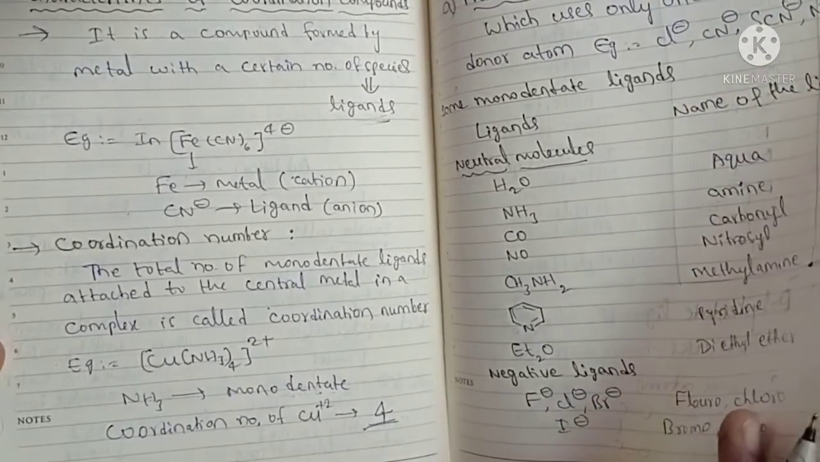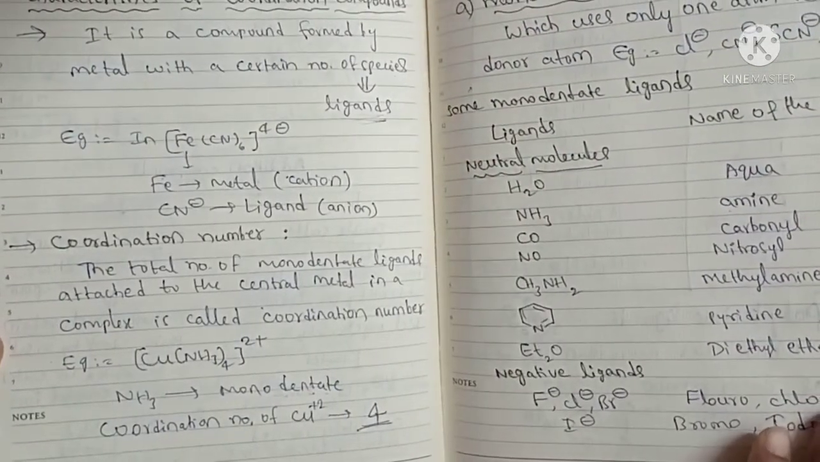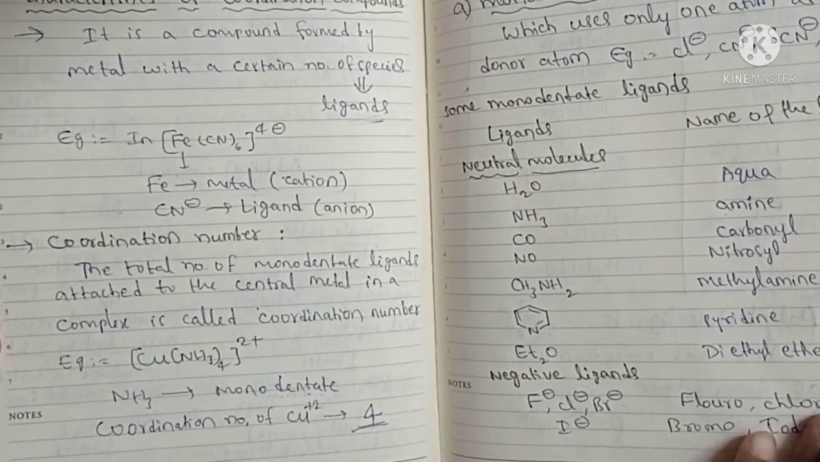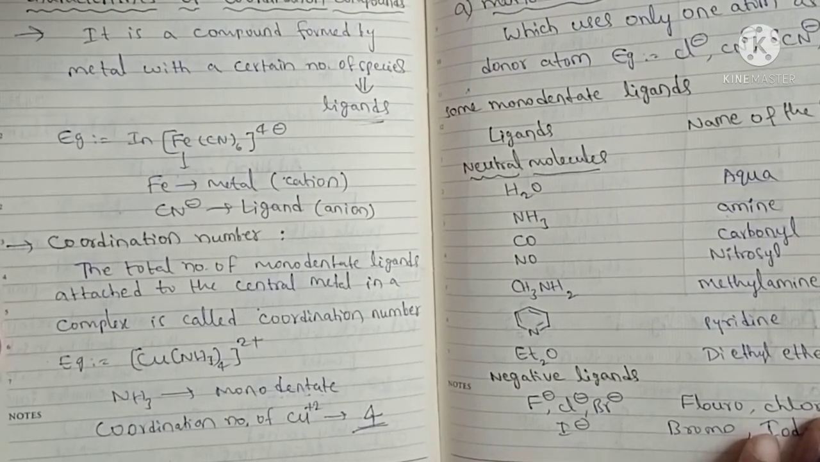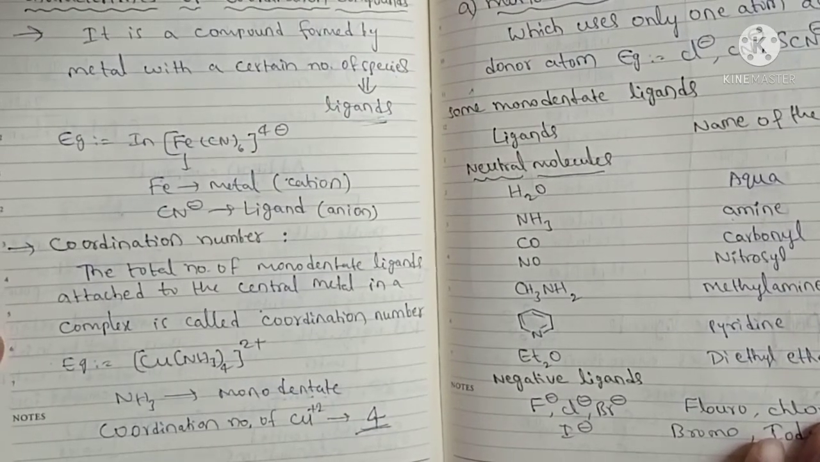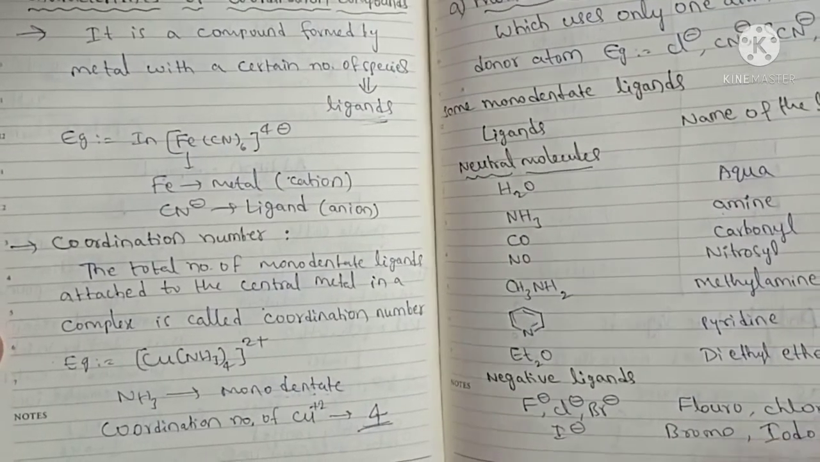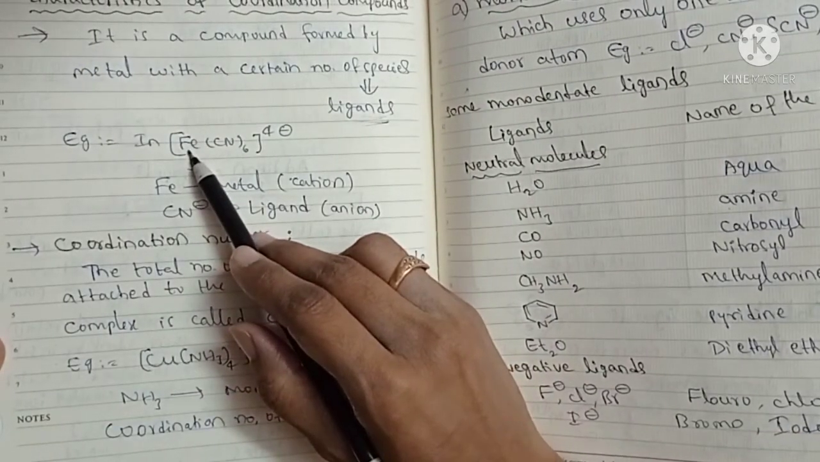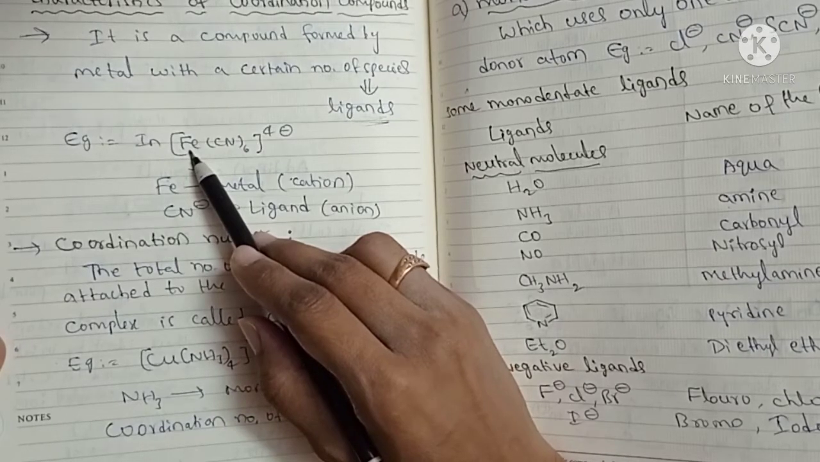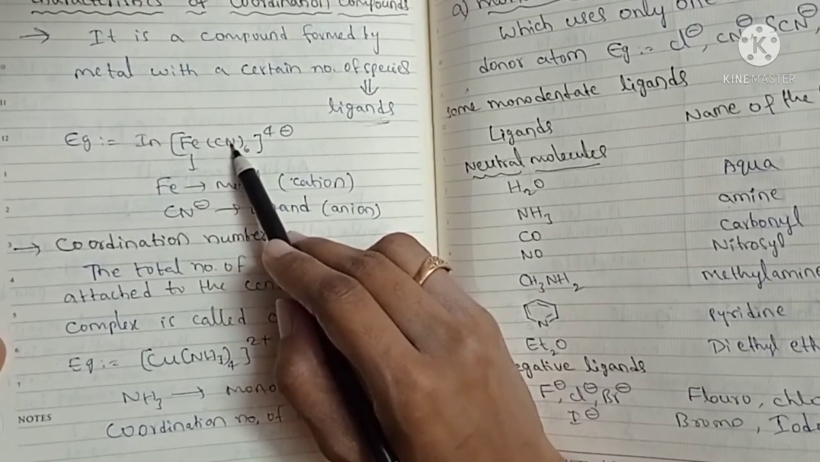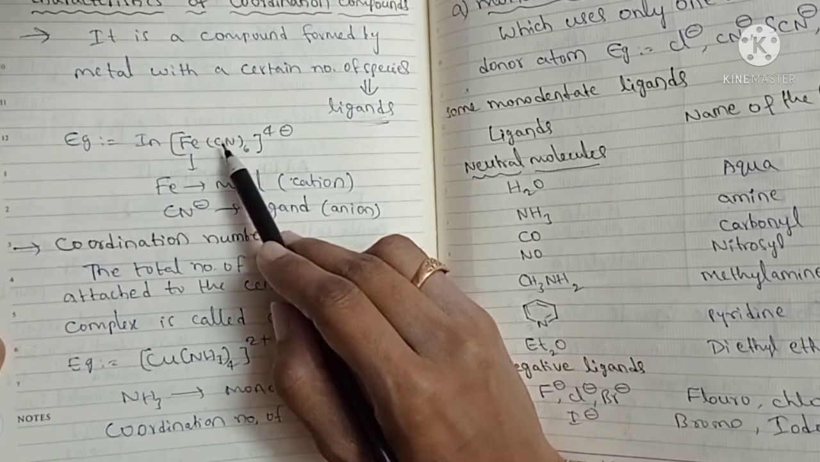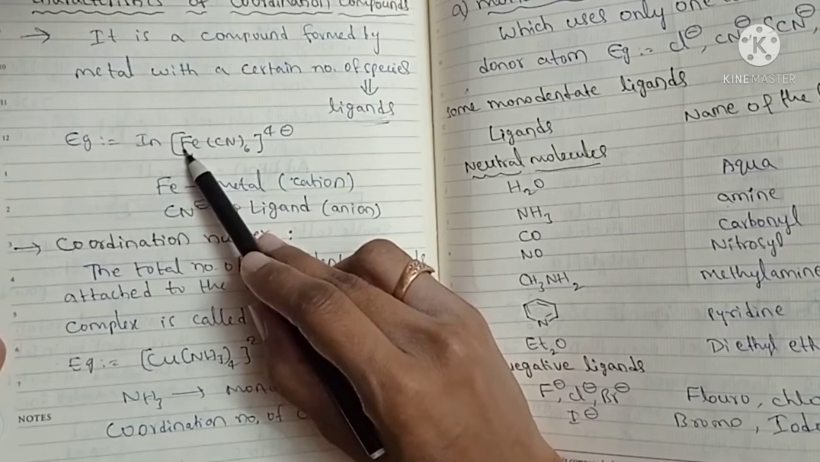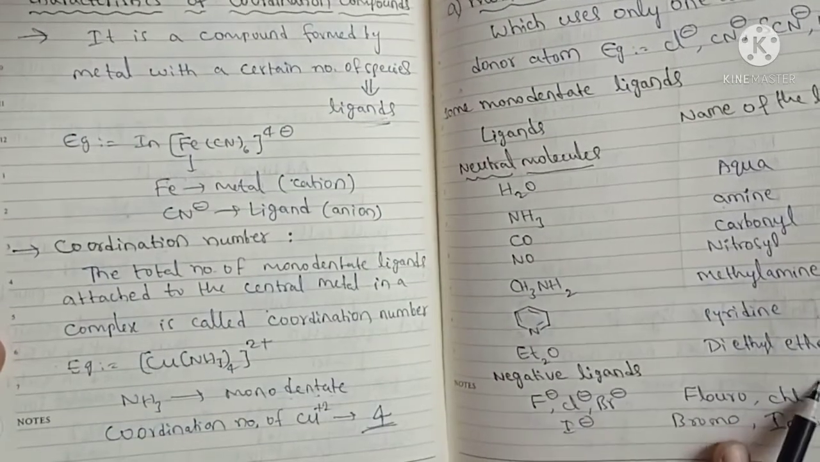We have seen so many ligands. Ligands donate an electron pair to the metal. So the metal is a Lewis acid and the ligands are Lewis bases in these complex compounds. For example, in this complex, Fe plus 2 is the Lewis acid and CN minus is the Lewis base because it is donating an electron pair. An electron pair donor is the Lewis base; an electron pair acceptor is the Lewis acid.